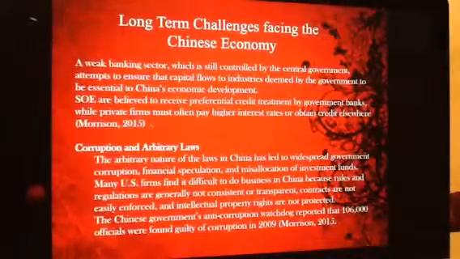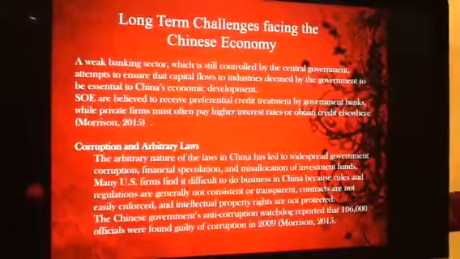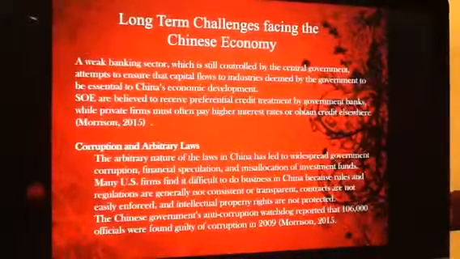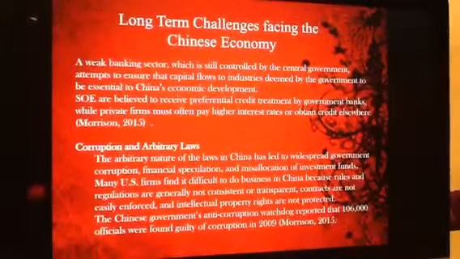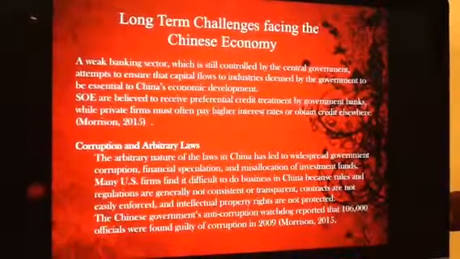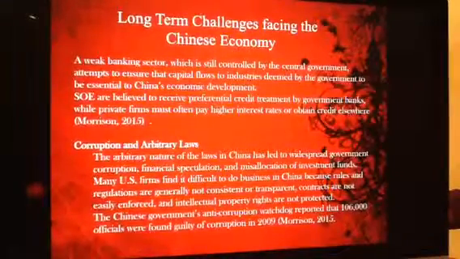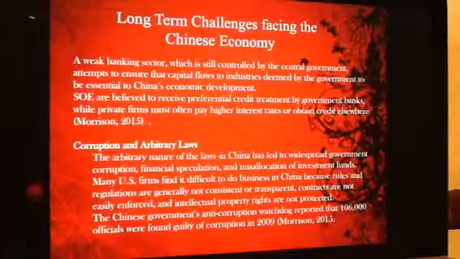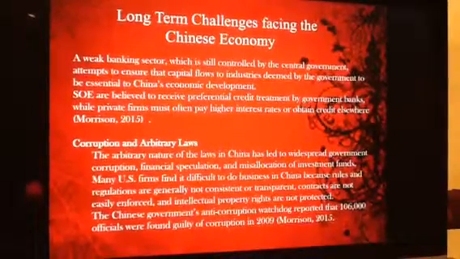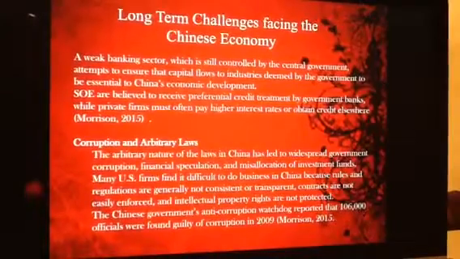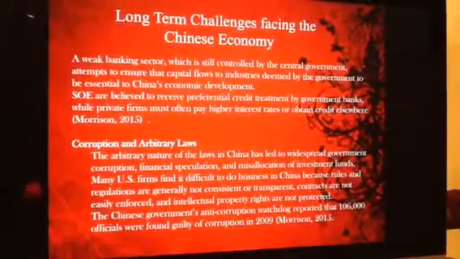SOE enterprises are believed to receive preference credit treatment by government banks, while private firms must often pay higher interest rates or obtain credit elsewhere. Corruption and arbitrary laws.